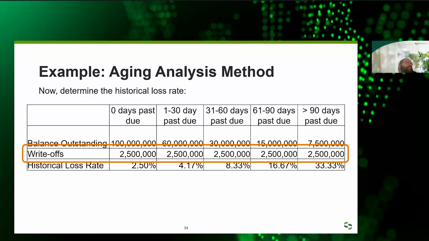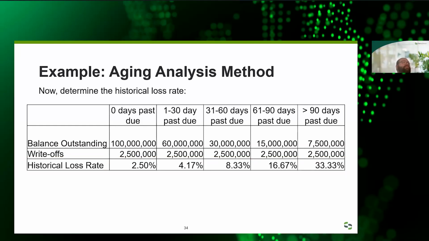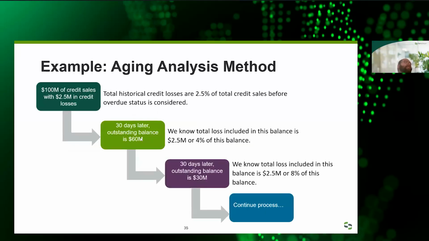And then here's the part that kind of threw me off a little bit. The write-off amount would be the same for each bucket, right? And then you would just calculate the historical loss rate. I'll explain why the write-off amount would be the same for each bucket, even though you would think maybe it would only be applied to the greater than 90 days. And that is that if you think about it, the 100 million of credit sales, there's 2.5 million of losses in there, right?